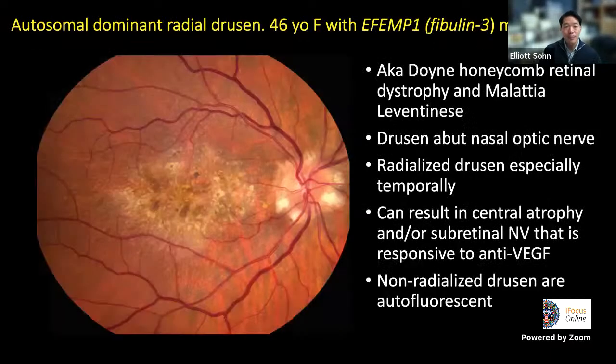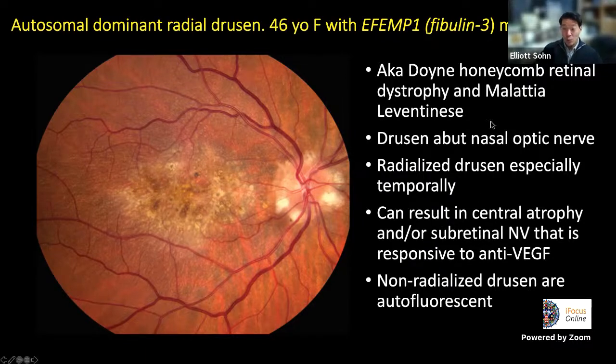Okay, here's a patient with what has been called Doyne honeycomb retinal dystrophy, also Malattia Leventinese. Depending on what part of the world you go to, they'll call it different things. The British will call it Doyne honeycomb dystrophy, and the Swiss will certainly call it Malattia Leventinese, because there are a lot of families coming out of the Leventine Valley in Switzerland that have this disorder.